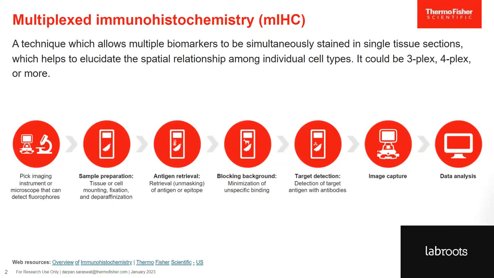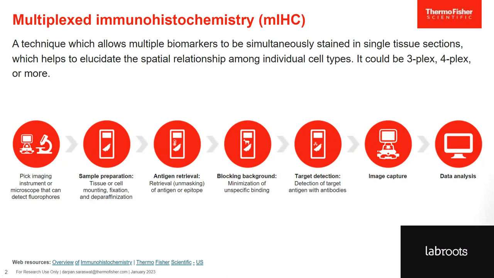What is multiplex immunohistochemistry? It's a technique that allows multiple biomarkers to be simultaneously detected in a single tissue section, which helps us to elucidate the spatial relationship among individual cell types. It could be threeplex, fourplex, or more.